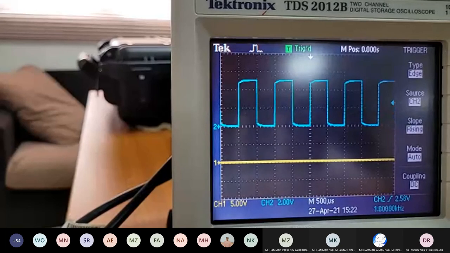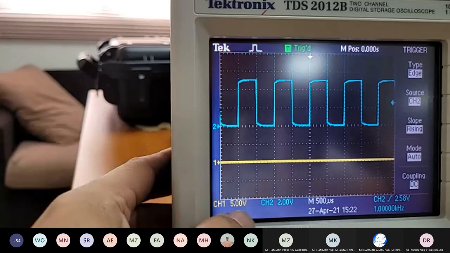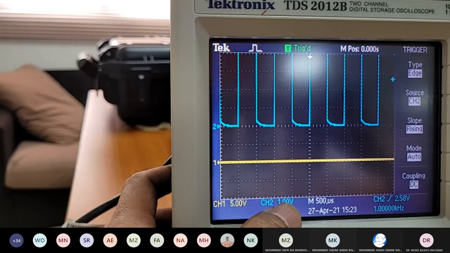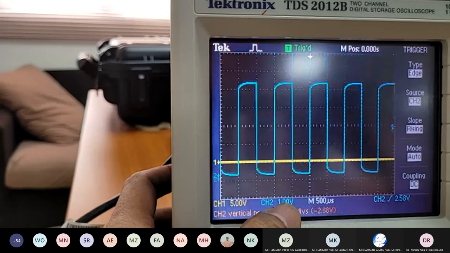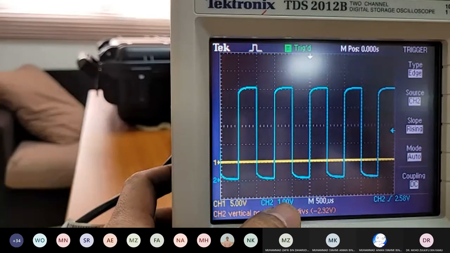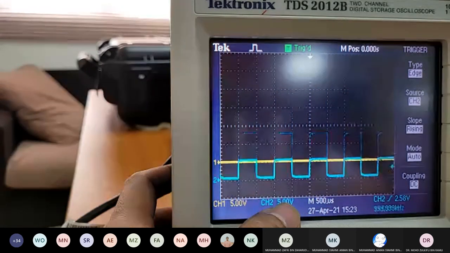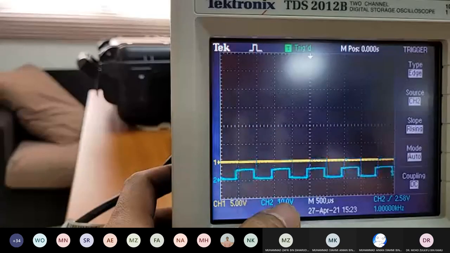Okay, I change. So I increase the volt division for channel 2. Now is 2 volt. I increase to 5 volt. Nampak tu? Waveform tu akan jadi besar. Nampak? Saya decrease to 2 volt. Dia akan kecil. 5 volt, 10 volt makin kecil.